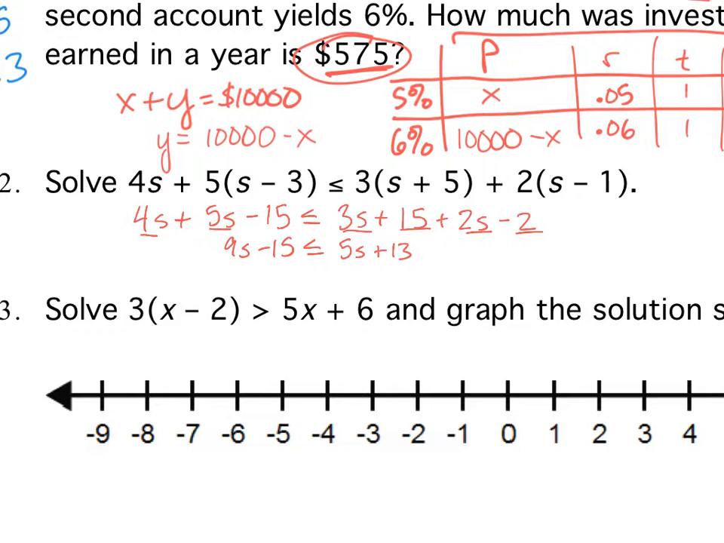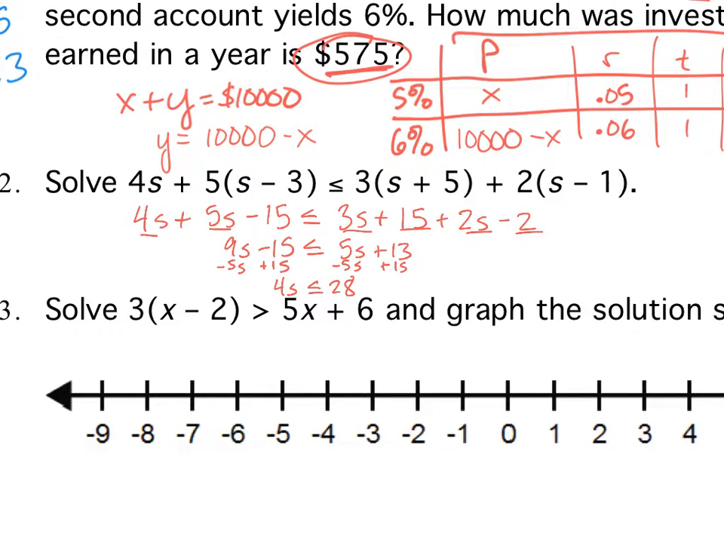Now I want to move all the things with letters, in this case s, over to the left side, numbers over to the right side. So I'm going to be subtracting 5s from both sides, and then adding 15 to both sides. On the left side, that's going to give me a 4s, 9 minus 5. And on the right side, I'm going to have an 8, not an 8, that's wrong, a 28.